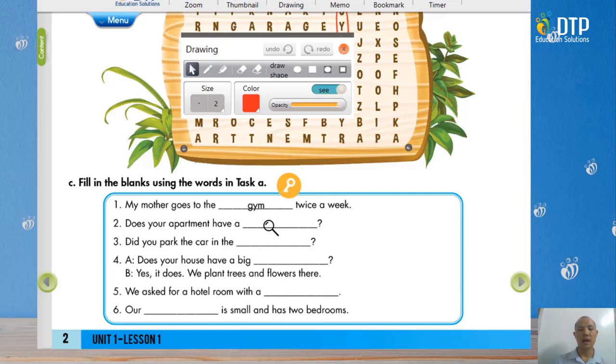Does your apartment have a pool? And we asked for a hotel room with a balcony.